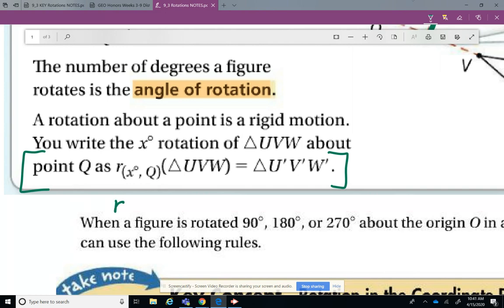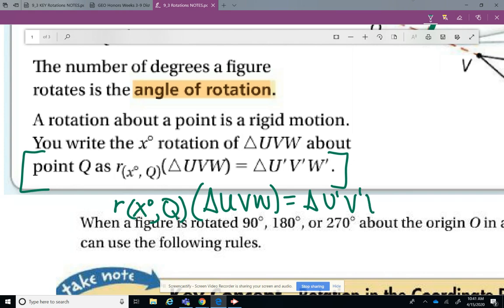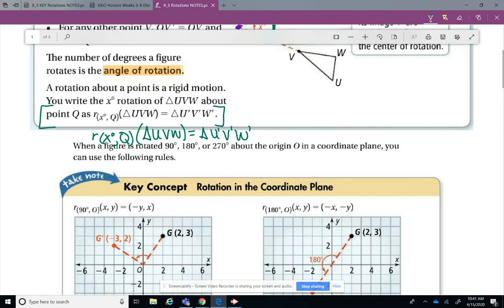I'm going to rotate however many degrees I decide. That's going to be a number. I'm going to rotate it about point Q. What am I rotating? I'm rotating triangle UVW. And when I get finished, what's my end result? Triangle U prime, V prime, W prime. So that's what it's going to kind of look like if you're looking at it like a rule.